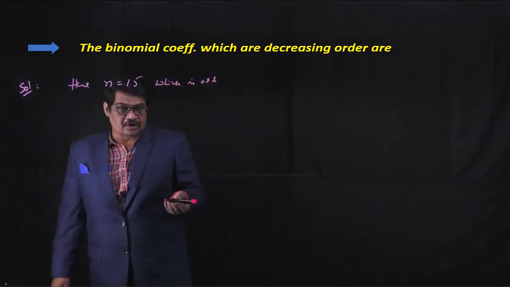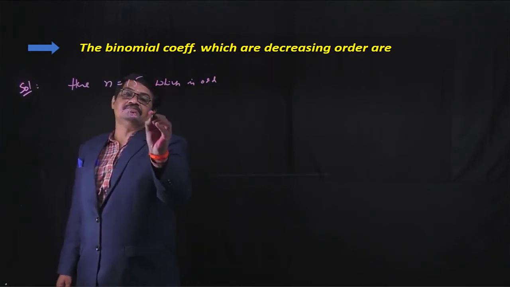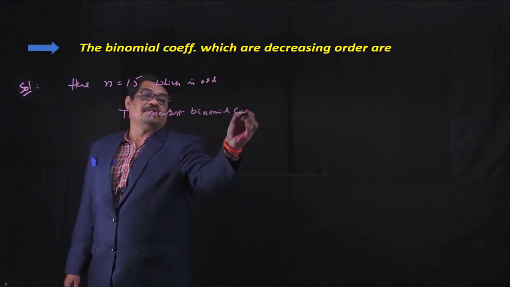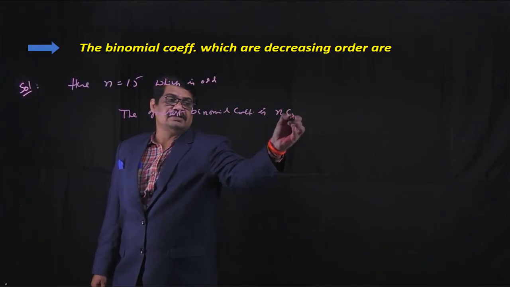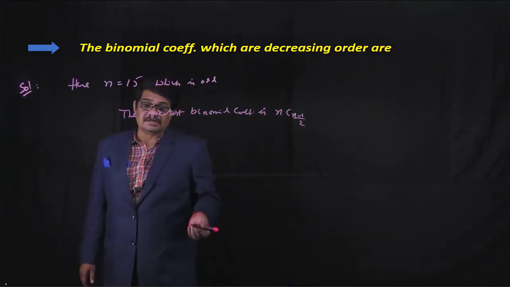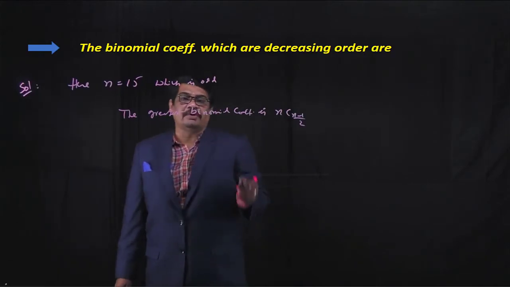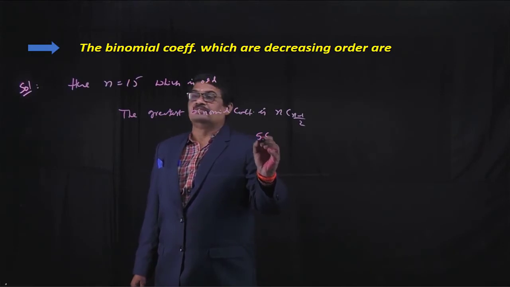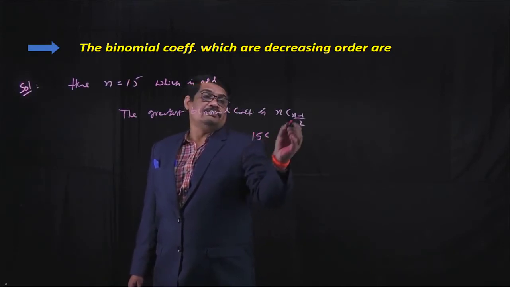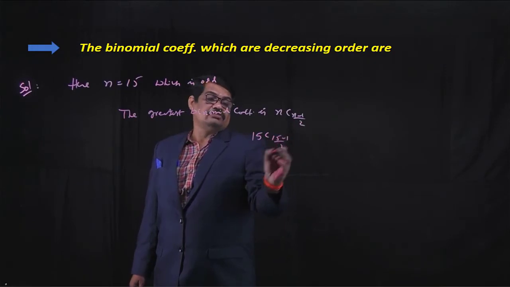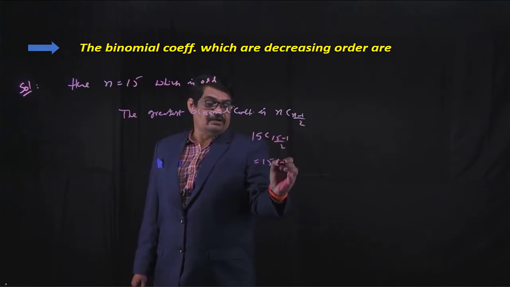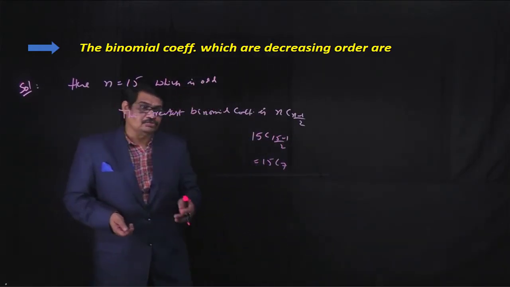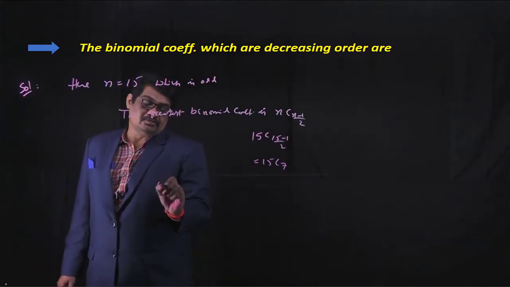Here n is odd. So if n is odd, the greatest binomial coefficient is nC((n minus 1)/2). So now we are writing 15C((15 minus 1)/2), that is 15C(14/2), that is 15C7. So this is the greatest binomial coefficient. So what is the descending order here?